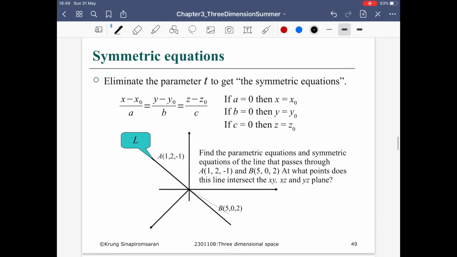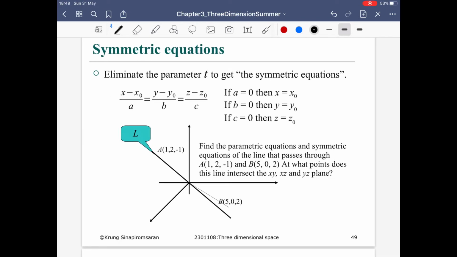So this is what we just said about the parametric equation. So let us try this example. You need to find the symmetric equation. This one is a symmetric form. So let us find the parametric and also a symmetric equation of the line that passes through these 2 points.